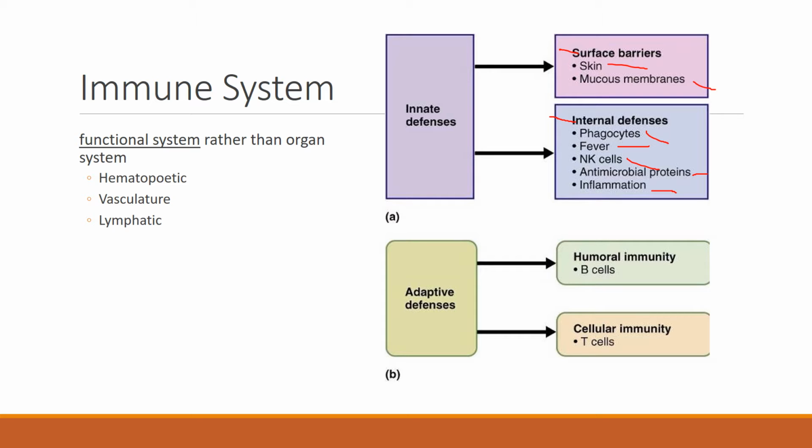The second part is adaptive defenses, and so this includes the blood, looking at B cells, and then also looking at within different types of cells our different T cells.